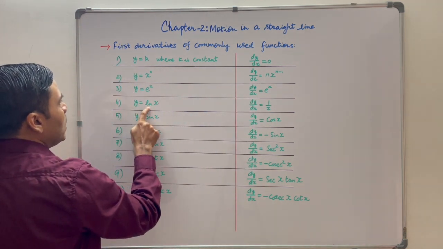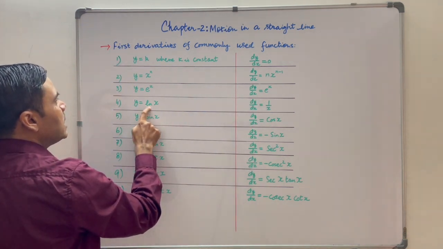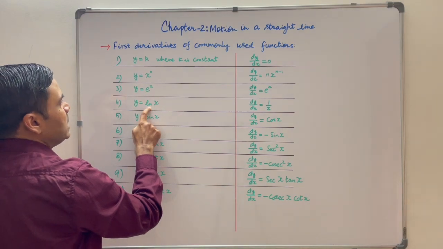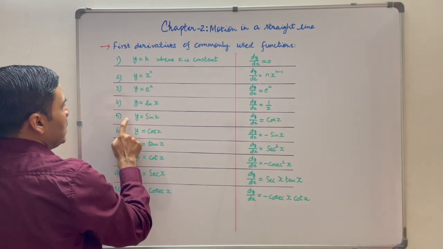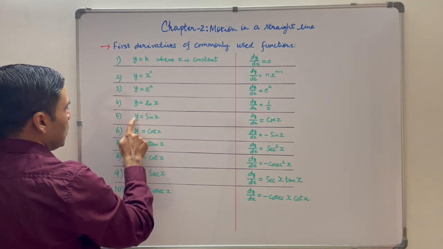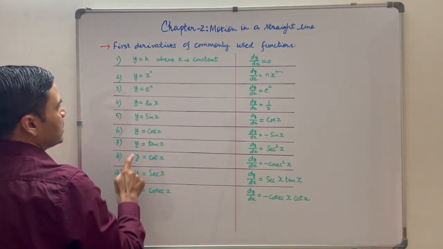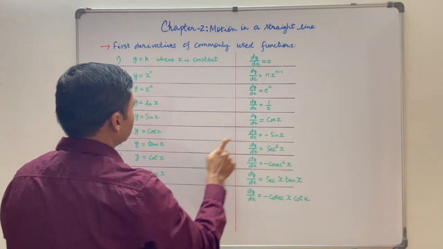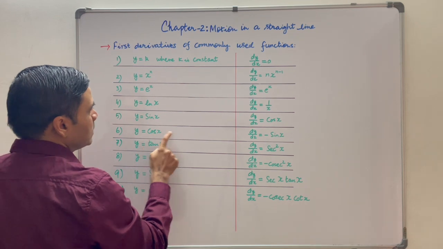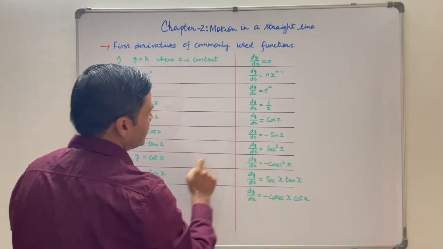Fourth, y is equal to ln x. ln is natural log on the base e. So dy by dx is 1 by x. Fifth one, y is equal to sin x. Now here onwards, all the trigonometric functions. y is equal to sin x, so dy by dx is cos x. y is equal to cos x, dy by dx is equal to minus sin x.